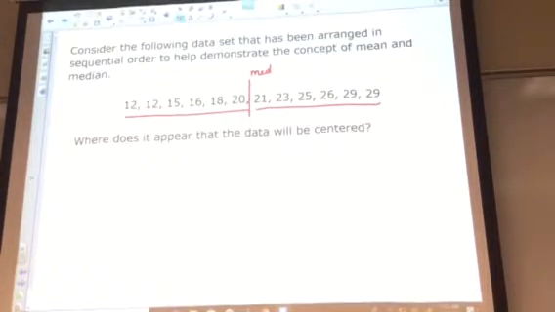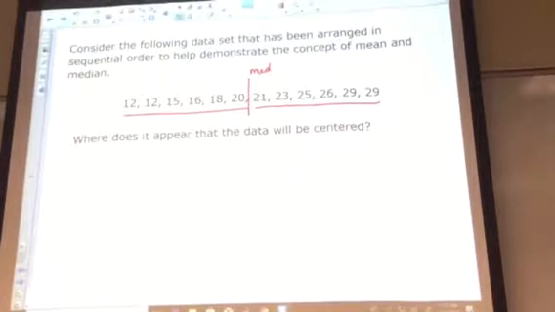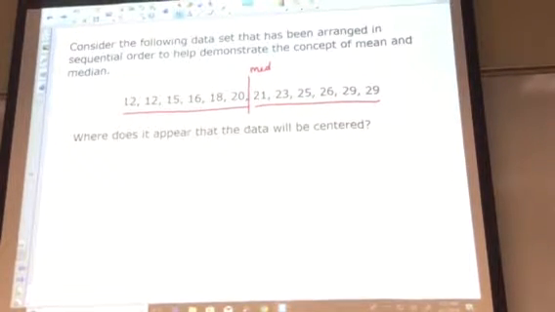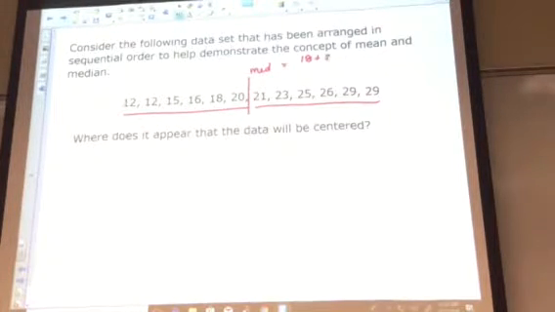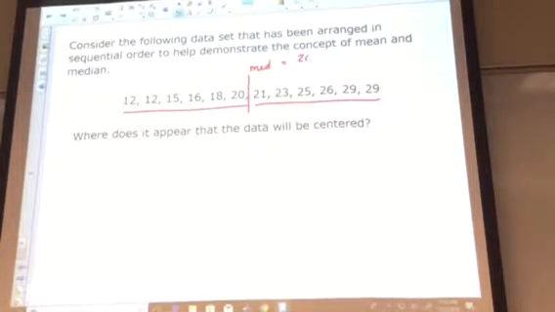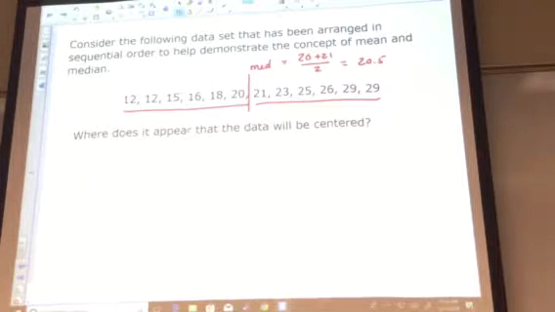If the median value falls between two values, then your median is going to be the average of those two values. You take 20 plus 21, if you needed to do an arithmetic operation anyway, and you divide by 2, which would give you 20.5.